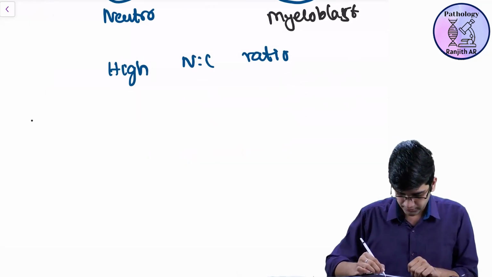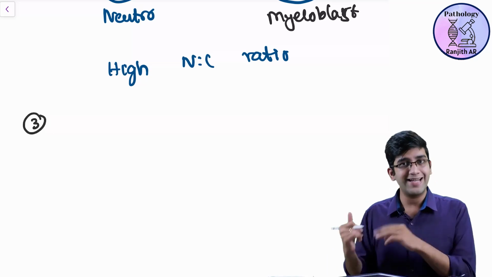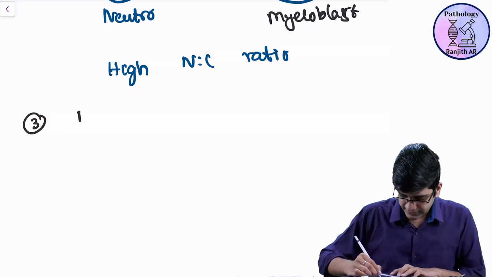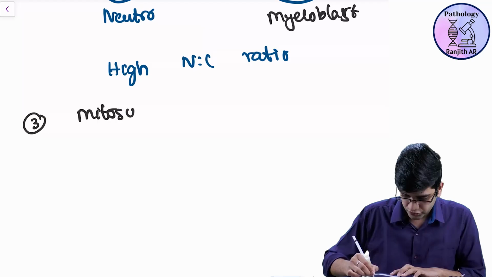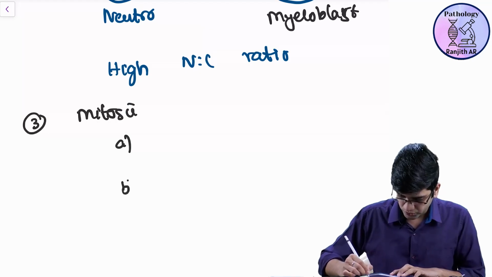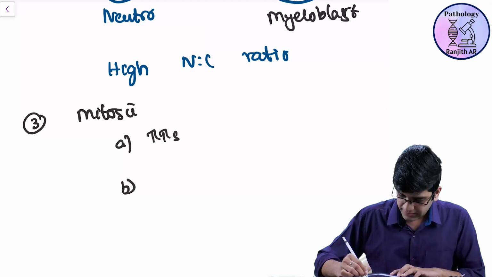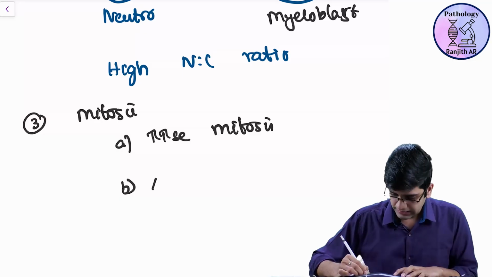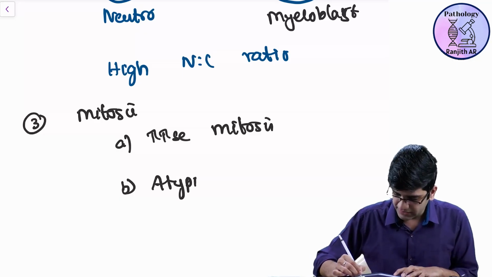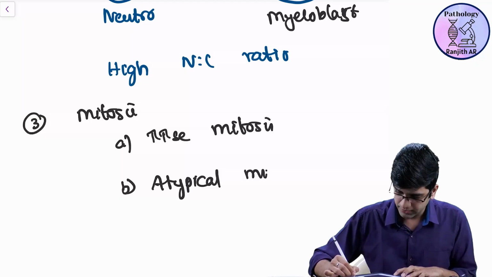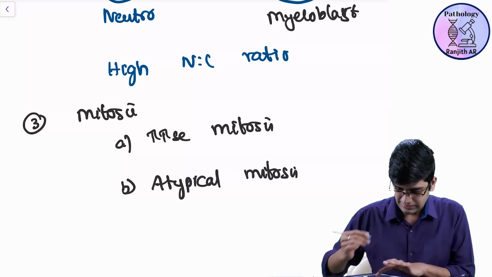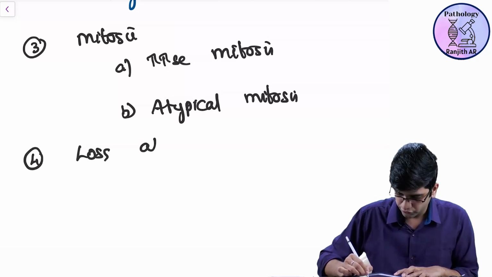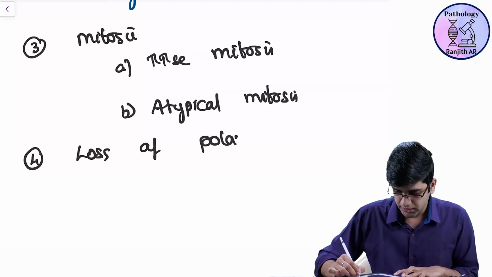Third. I'm just going to write the third and fourth. I'll explain it to you with the help of an image, right? Third is going to be mitosis, related to mitosis. There are 2 things related to mitosis. One is increase in mitosis number. Just the number will be increased. The other one is called atypical mitosis. Fine. Next, fourth, I'm going to call it loss of polarity.